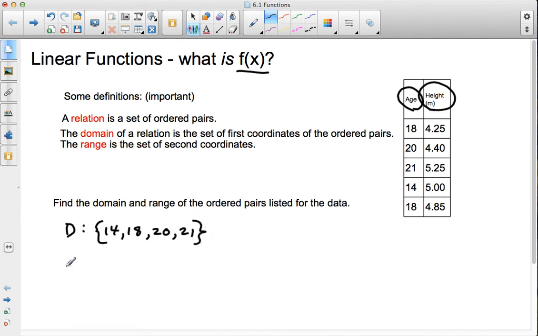Then I would take my range values, again another brace, and in order 4.25, 4.40, 4.85, 5.00, and 5.25. That's how I would list the domain and range of the ordered pairs listed for the data.